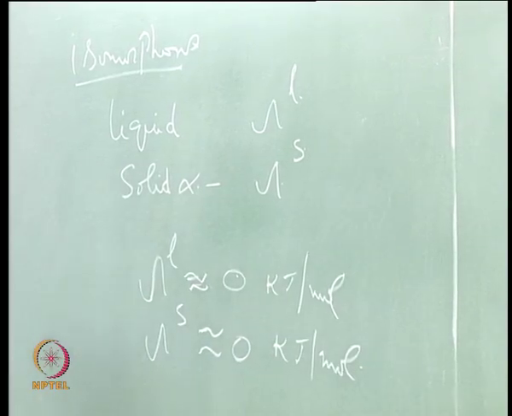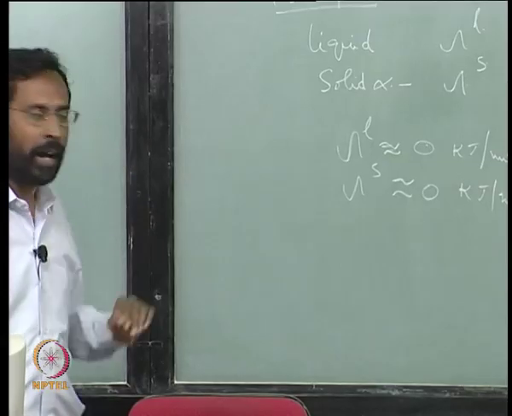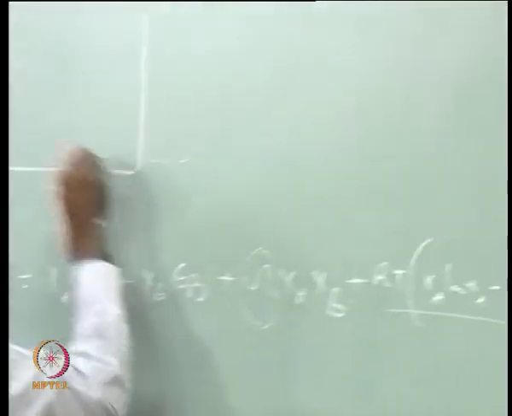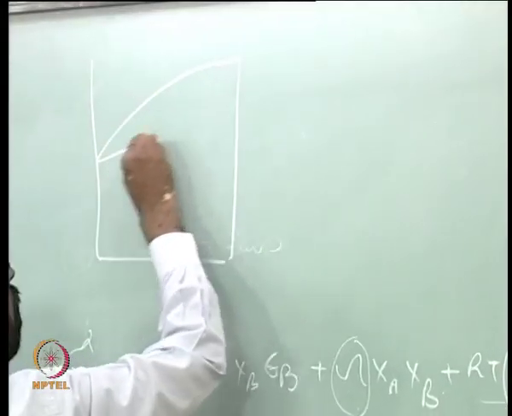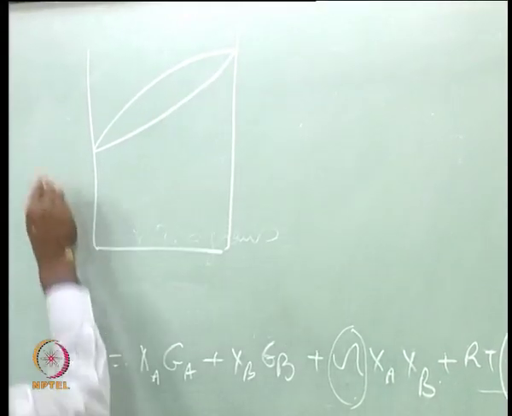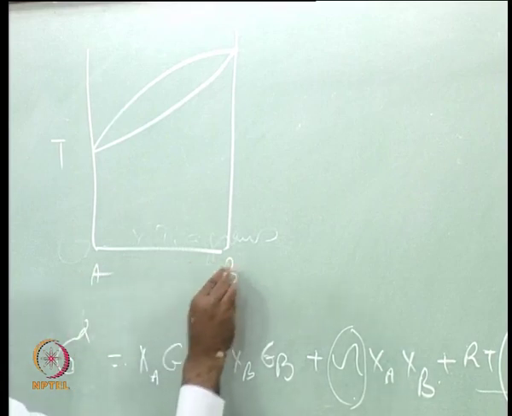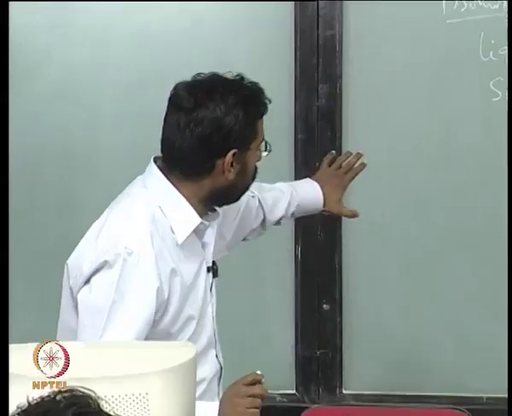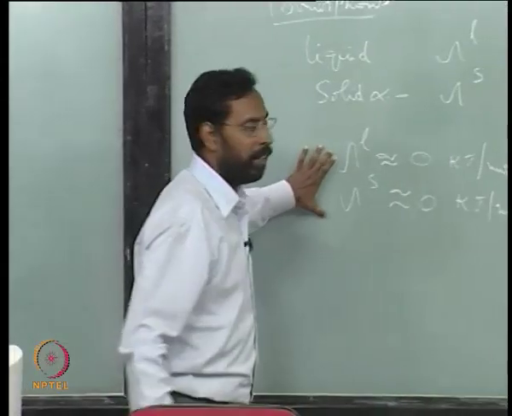It indicates that the omega of liquid is close to 0 and the omega of solid is also close to 0. That is when you get a perfect isomorphous system, which is this, where you have a temperature, A B, and this is a liquid and this is a solid. The moment you see a phase diagram like that, you should understand that this is satisfied.